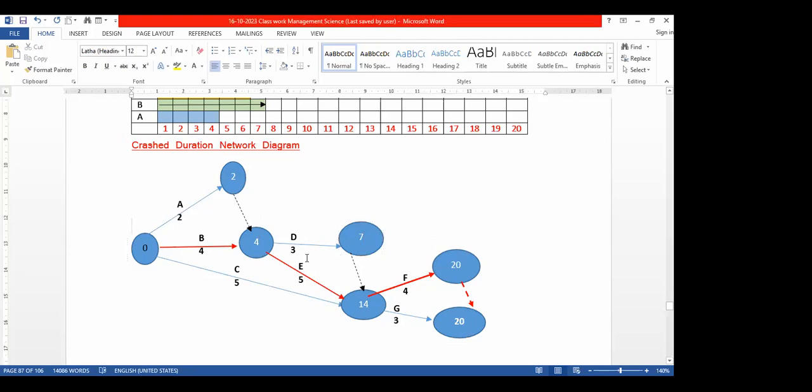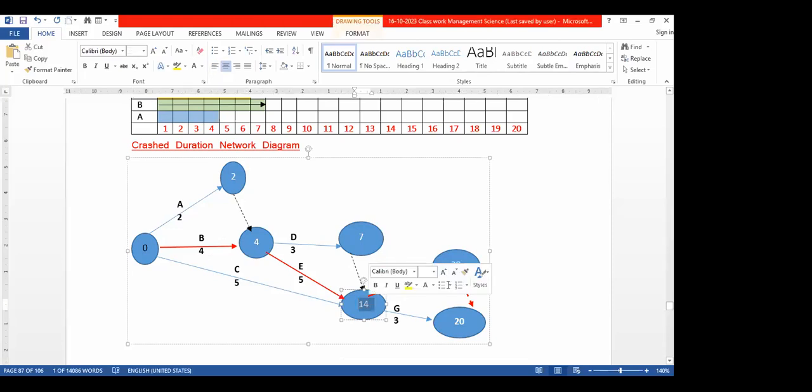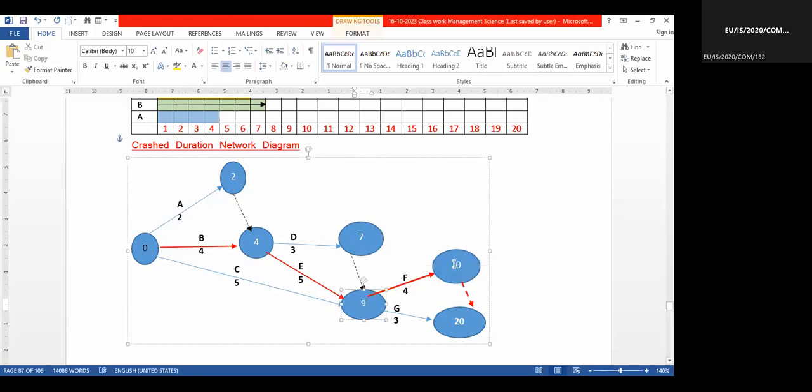4 plus 3, 7. Then 5 plus this one is 9. 9 plus 4 is 13. Okay?